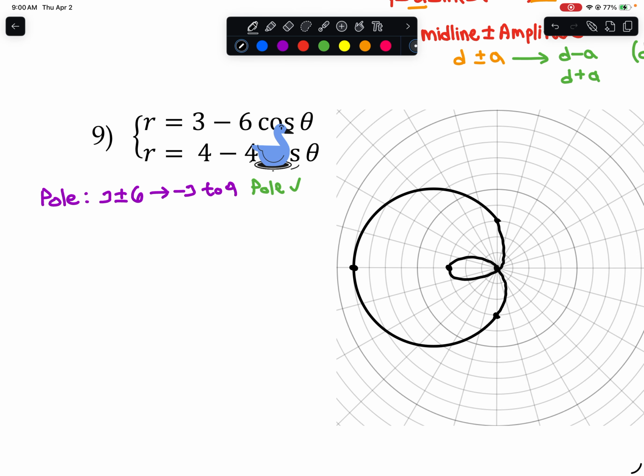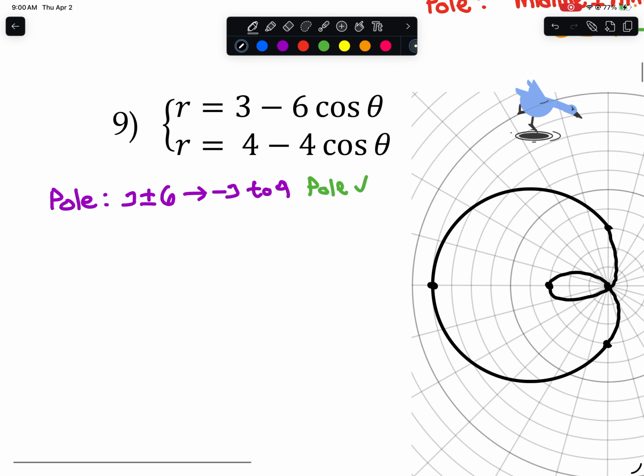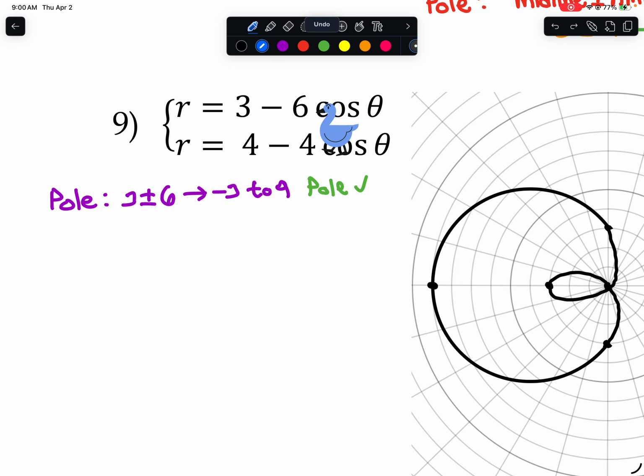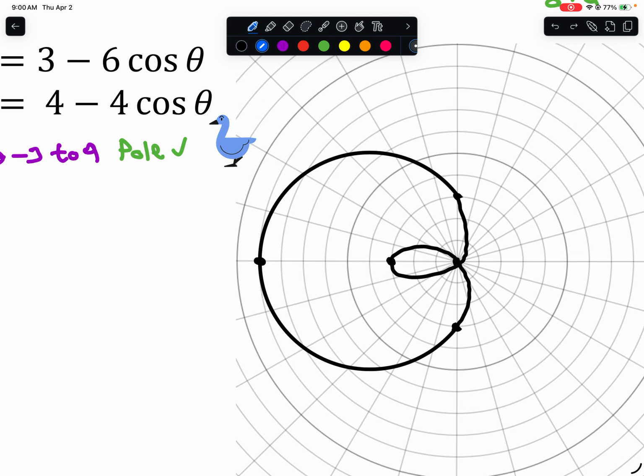Now I want to draw my cardioid. So for my cardioid, that's going to be cardioid opening left. I'm going to have y-intercepts at 4. So 1, 2, 3, 4, let's see if I can count, 4 and 4.